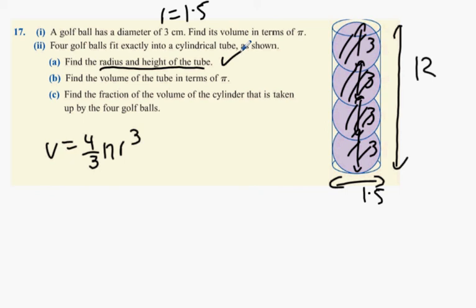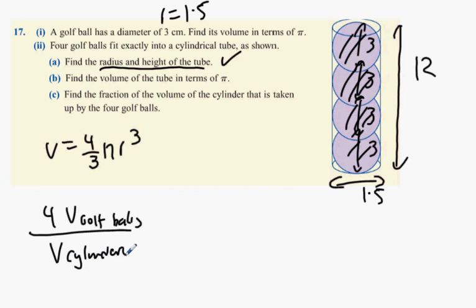Part 3. Find what fraction of the volume of the cylinder is taken up by the 4 golf balls. What you do there is you do 4 times the volume of the golf balls, and then you divide it by the volume of the cylinder. The volume of the 4 golf balls has to be smaller than the volume of the cylinder. What's the reason for that? See the little space that's not occupied? That means that the volume of the cylinder has to be bigger than the volume of the 4 golf balls.